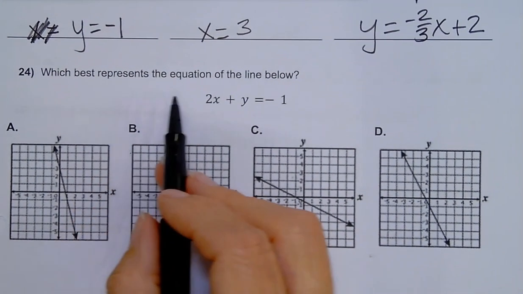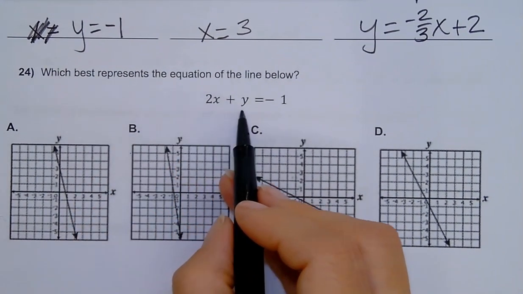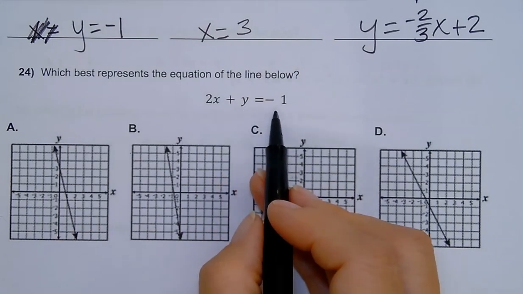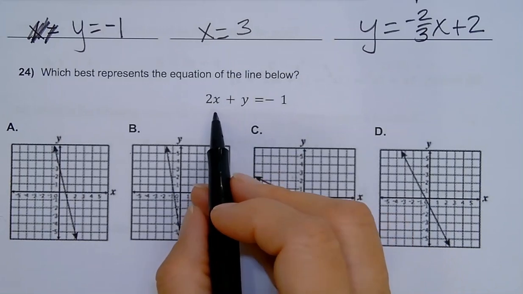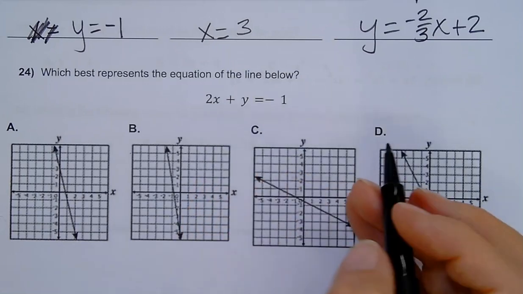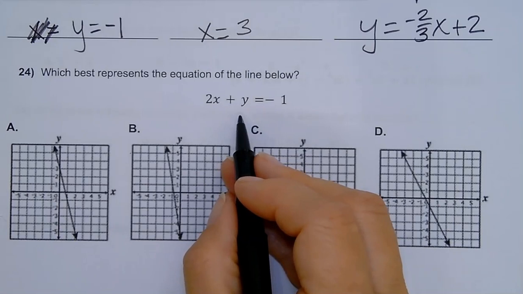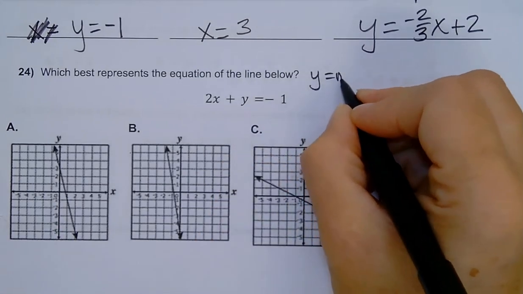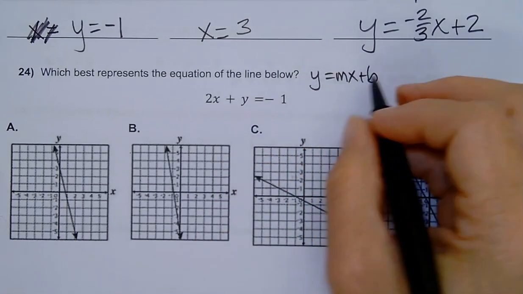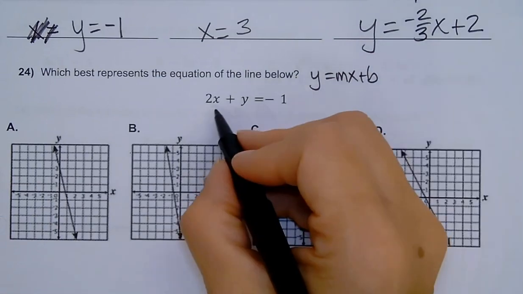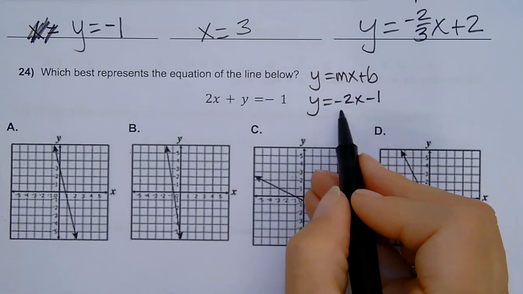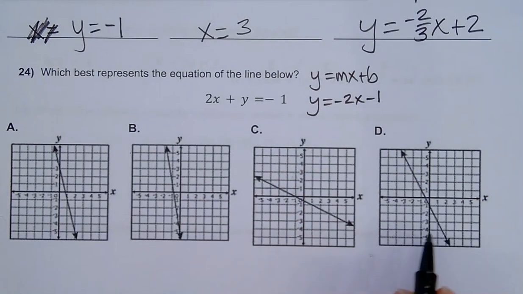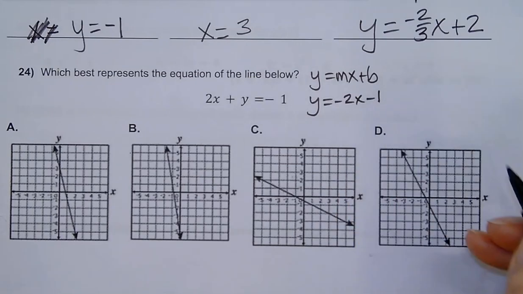24, we want to know which one of these best represents the equation 2x plus y equals -1. I have several options. I could give myself some x's, plug in x's, and find the y's. I'm actually going to put this in y equals mx plus b format, though, just because I like that personally. So it's going to be y equals -2x minus 1. So I know I need a negative slope. Well, they're all negative slopes, so I guess we're good. I need to cross at -1.